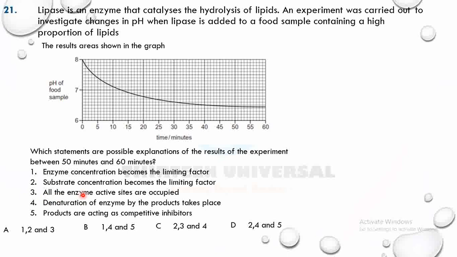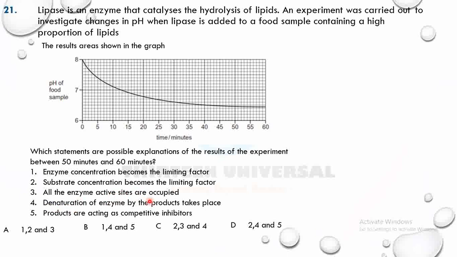3 says all enzyme active sites are occupied. No, at this point, because substrate concentration is not being increased, substrate is being used up. In fact, at this point we have less substrate available. So all enzyme active sites are not being occupied, so 3 is not correct.